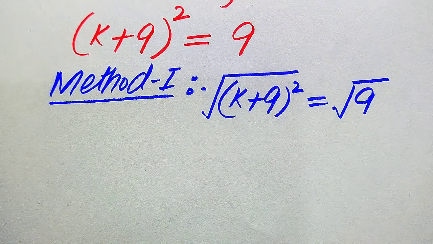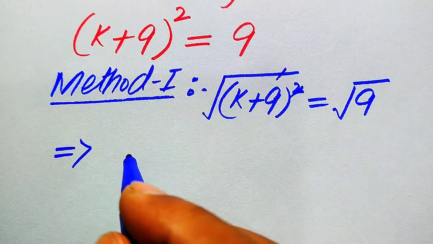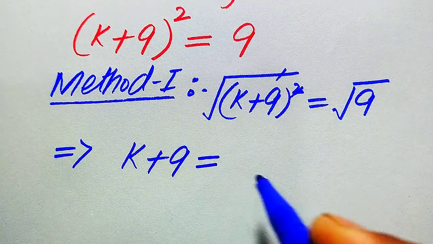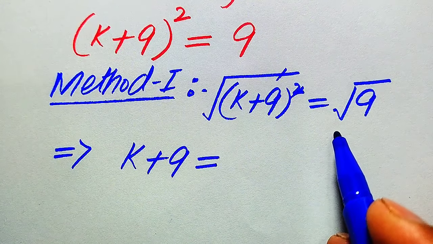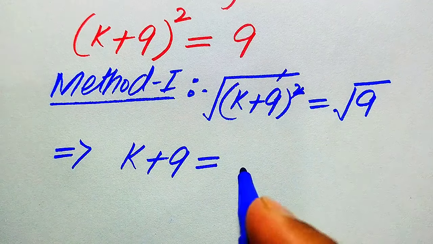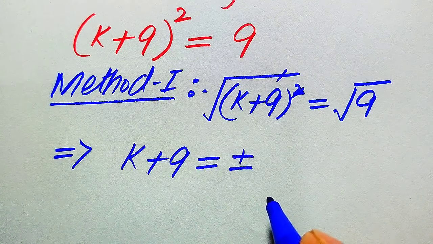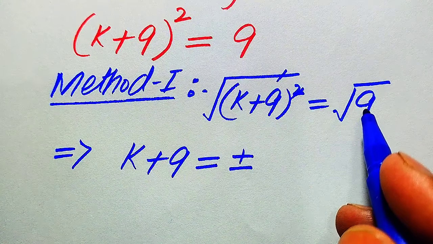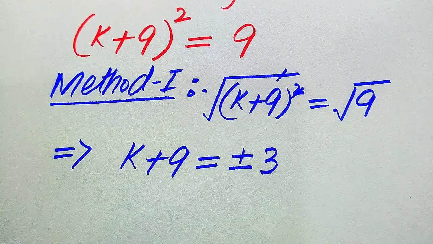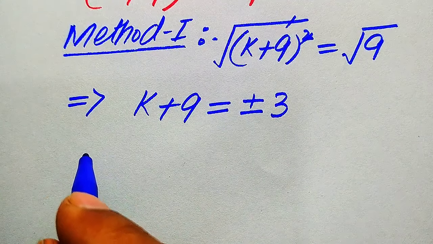Now, in the next step, you see here this 2 and this square root cancel out each other, and we get on the left hand side k + 9 equals, and you know that when we apply square root on both of the sides, we write a plus minus sign on one of the sides, and the square root of 9 becomes 3. So here we divide our equation into two cases.